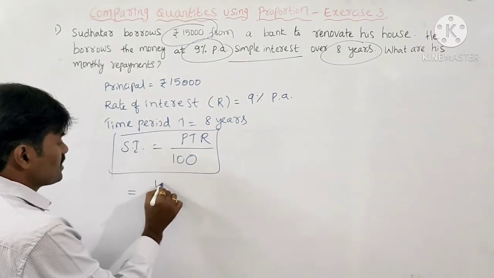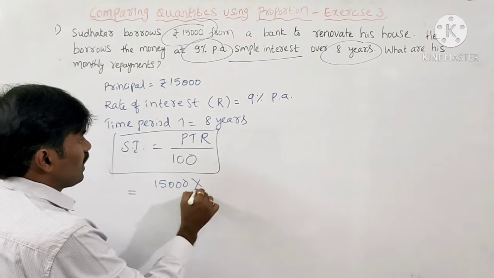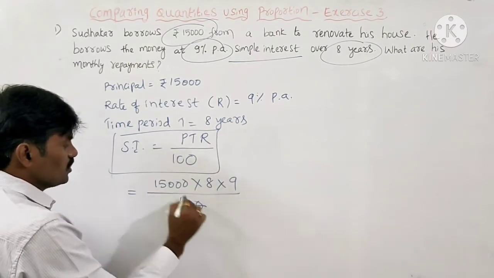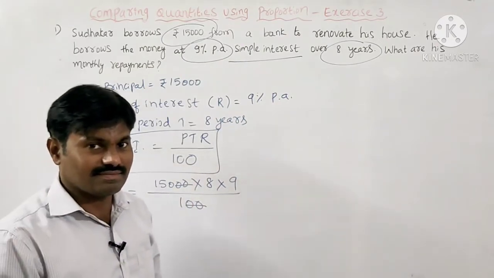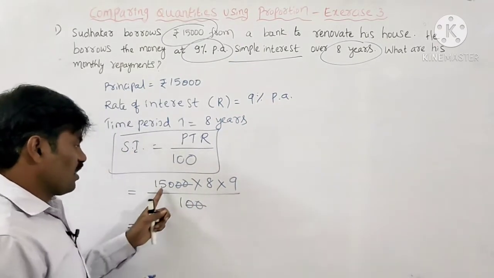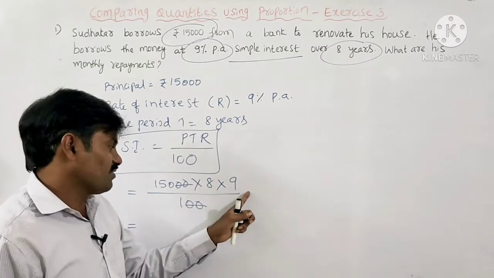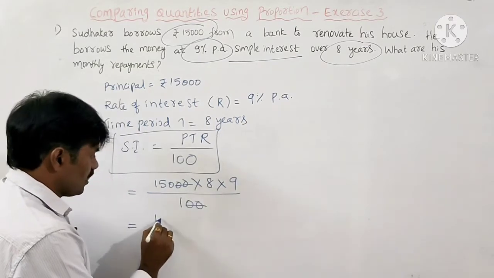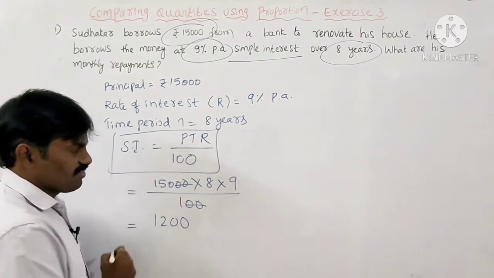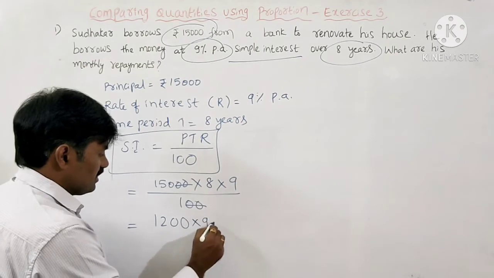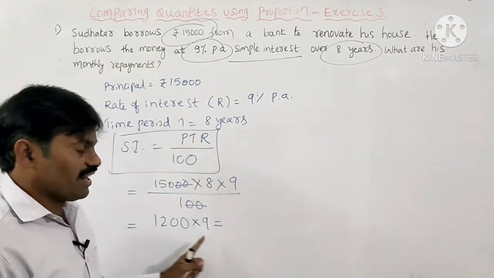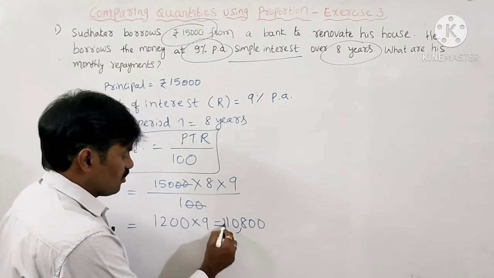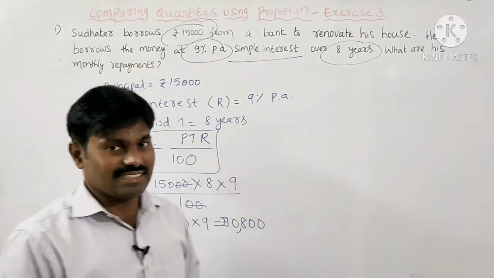What does it give us? Principal is 15,000 rupees into time 8 years into rate of interest 9 by 100. So 2 zeros get cancelled. So 150 into 8 into 9 you have to multiply. 15 8s are 120, so 120. One zero is left here, into 9. That gives 12 9s are 108, and 2 zeros. So 10,800 rupees is the interest.